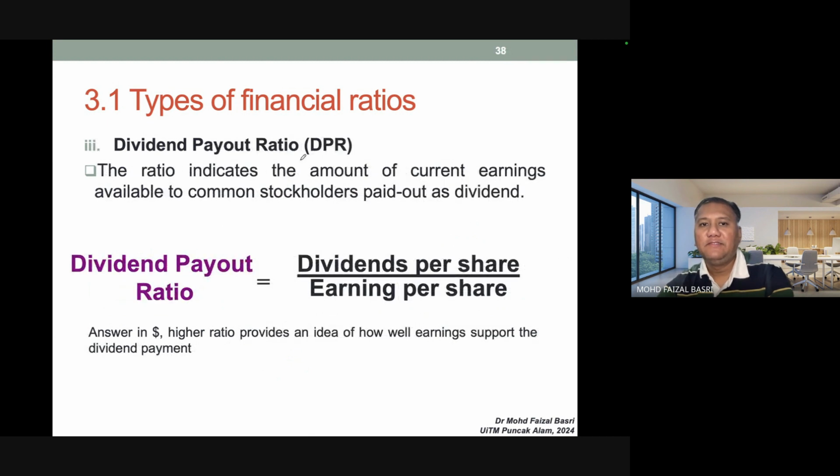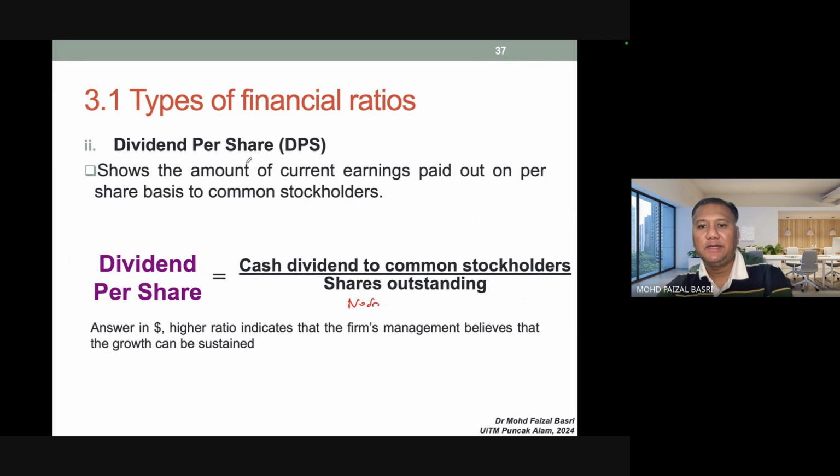And then the third one is dividend payout ratio. Dividend payout ratio is dividend per share. So from this, dividend per share bahagi dengan earning per share, the first one.